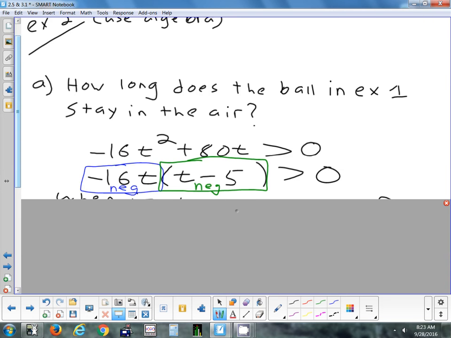Okay, you can't control this first box. It's going to be negative. So somehow make this second box negative, and that will tell you where the product of the two is greater than 0. Okay? Any questions why t minus 5 has to be negative?